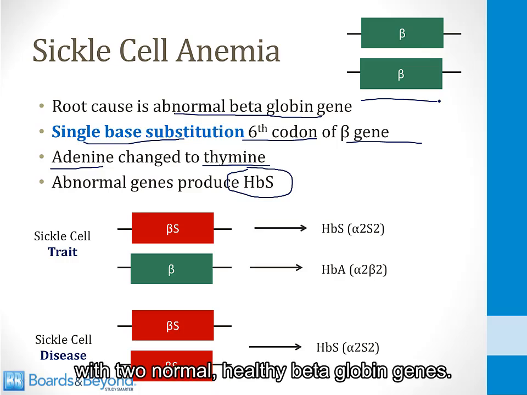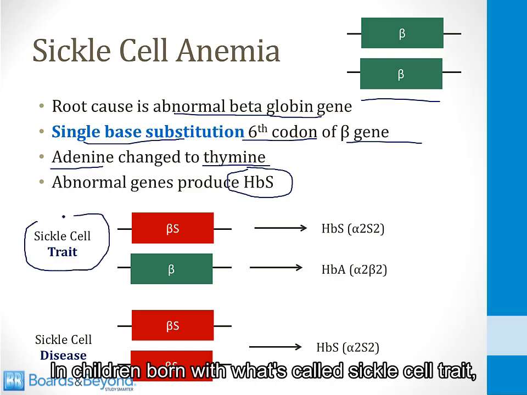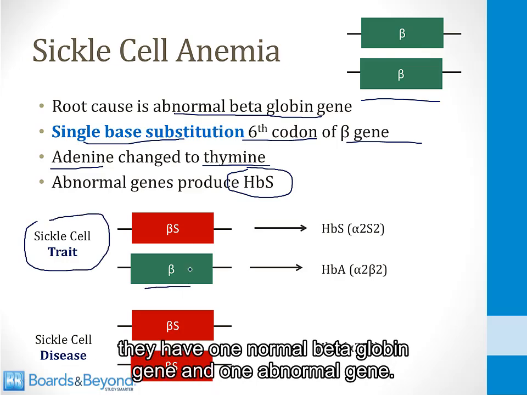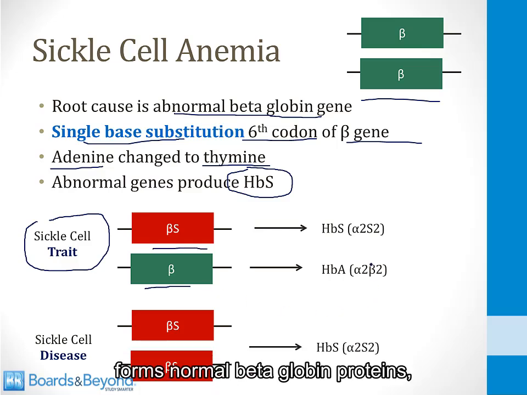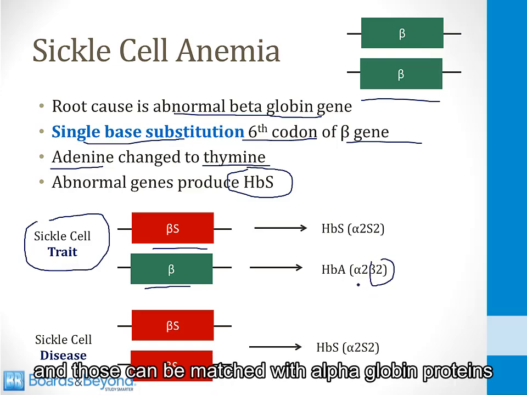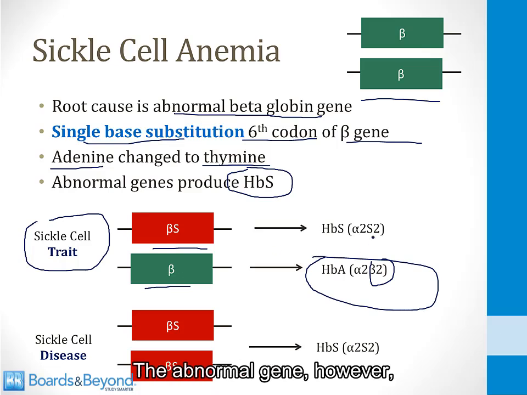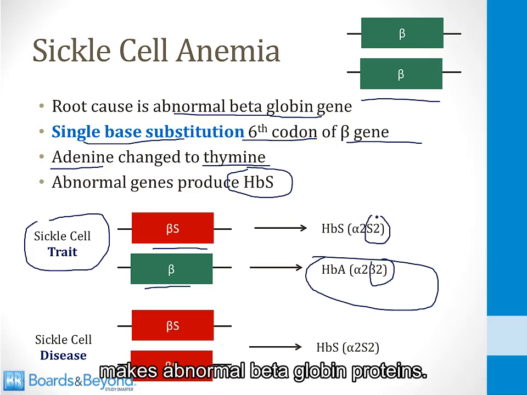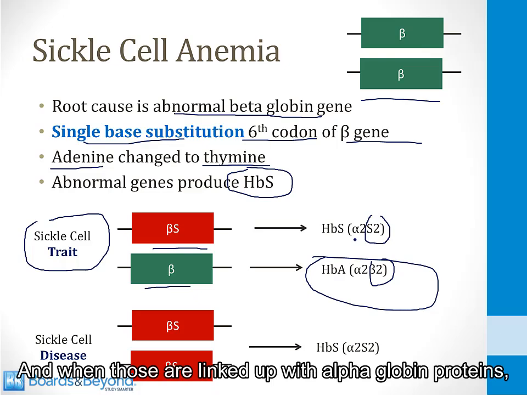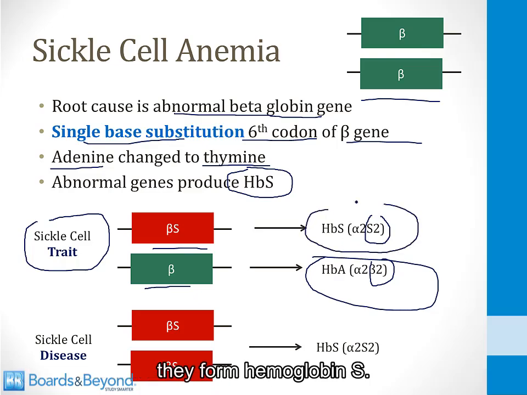At the top right side of the screen, I've shown the normal situation, that we're all supposed to be born with 2 normal, healthy beta globin genes. In children born with what's called sickle cell trait, they have 1 normal beta globin gene and 1 abnormal gene. The normal beta globin gene forms normal beta globin proteins, and those can be matched with alpha globin proteins to make hemoglobin A. The abnormal gene, however, makes abnormal beta globin proteins, and when those are linked up with alpha globin proteins, they form hemoglobin S.